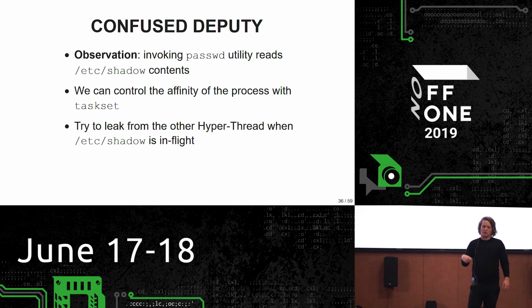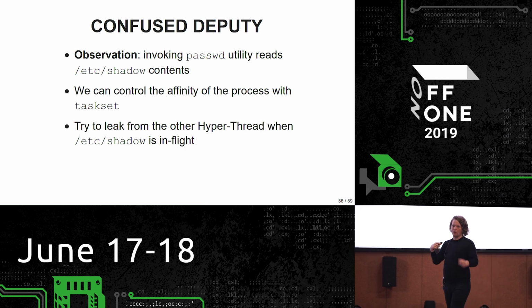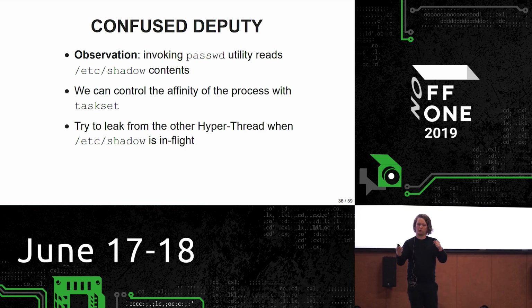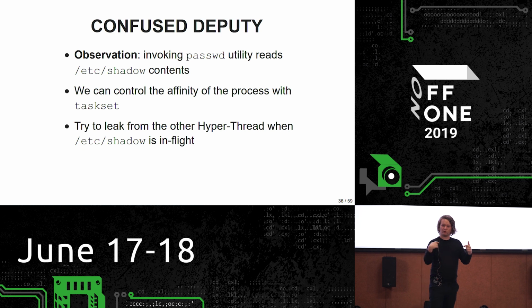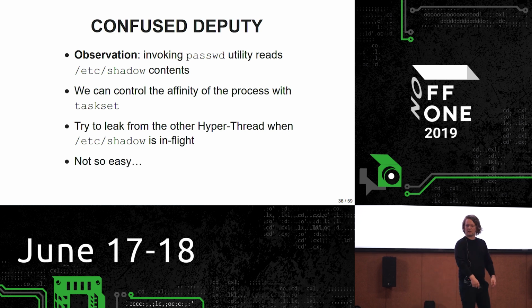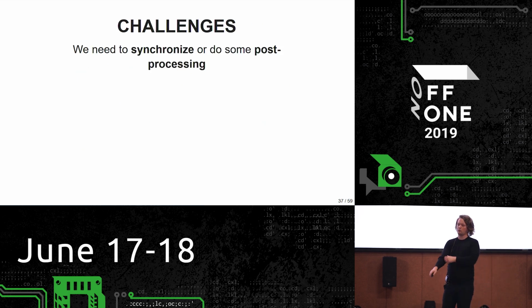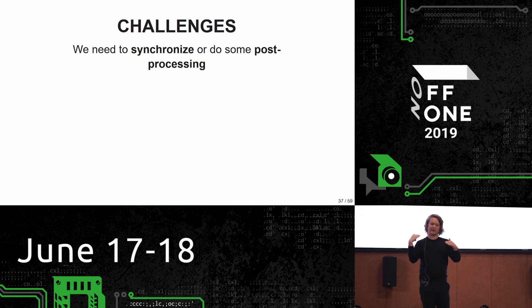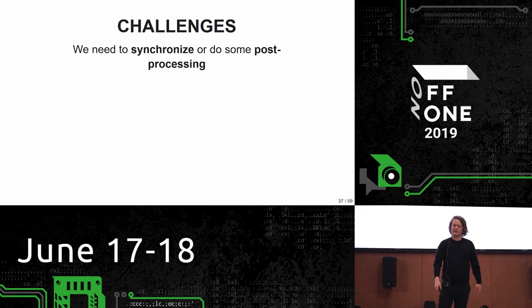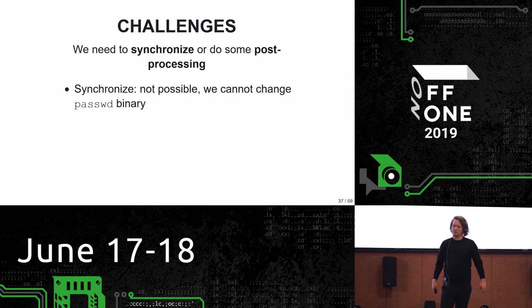So what we want to do is repeatedly invoke the password utility and execute a RIDL attack from the shared hyperthread with that one, so that we actually can get the contents of the etc shadow. Well, it turned out in practice this is not so easy. So what you have to do is either synchronize so that you leak at the exact point when the data is in flight, or you have to do some post-processing.